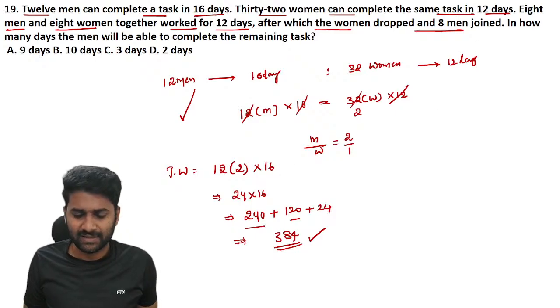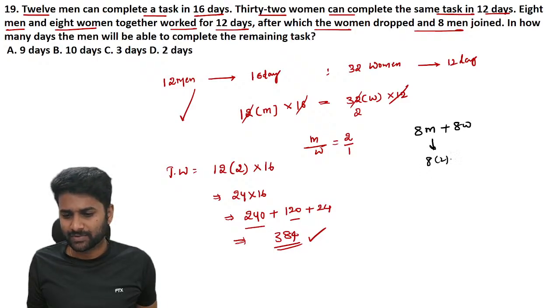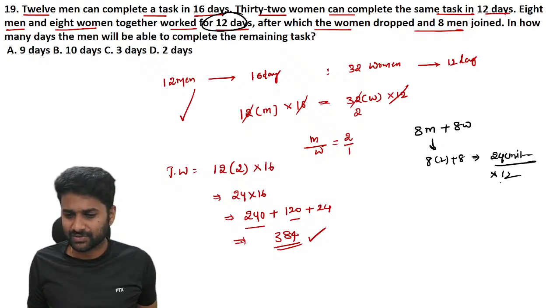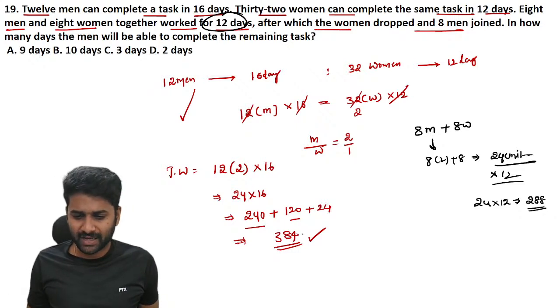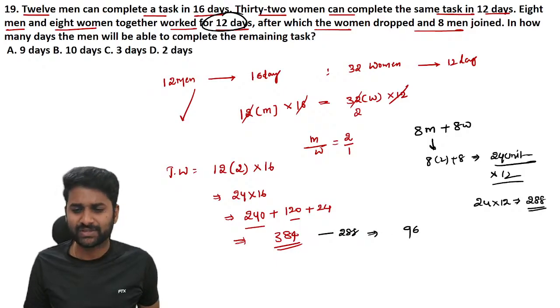Now understand this. Here we are assigning how many people in this data? 8 men, 8 women. So how many units will they complete per day? 24 units. And they worked together for 12 days. So 24 into 12 is 288 units. Now out of 384 they completed 288 units. How much of a difference can you see? 84 plus 12, 96 units are left.